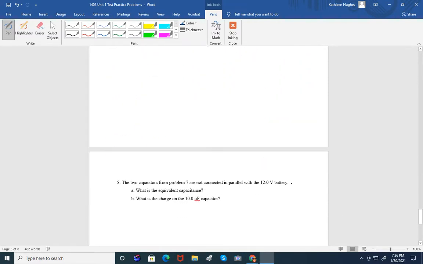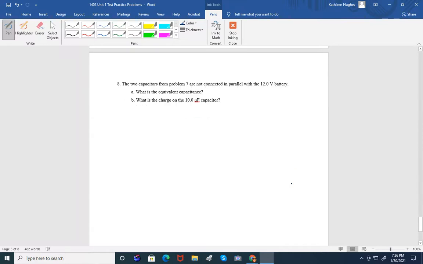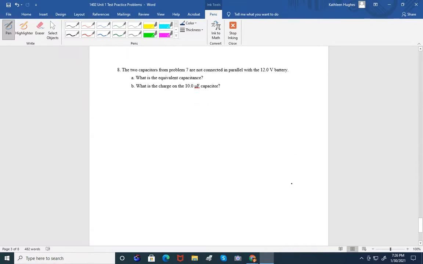Finally, we're going to do one more. It says the 2 capacitors from problem 7 are now, oops, that's a typo. Please read that as now connected in parallel, not connected in parallel. Are now connected in parallel with the 12 volt battery. What is the equivalent capacitance?